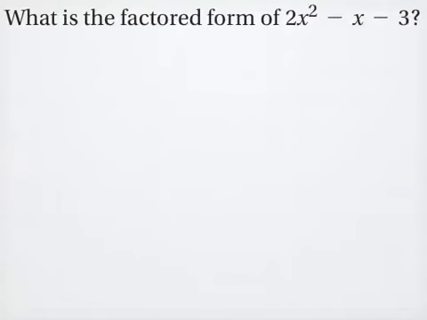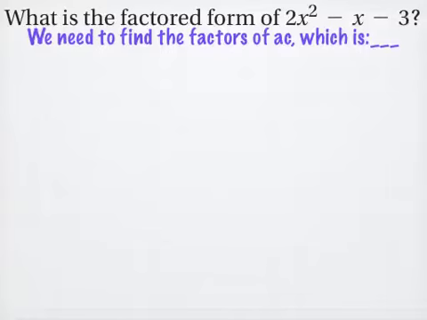This next example says, what is the factored form of 2x squared minus x minus 3? Just like in the last example, now I need to multiply my a and my c first. In this case, you need to be careful because if you look at that trinomial, I have a positive 2 as a, a negative 1 as my b, and a negative 3 as my c. The product of a and c, 2 and negative 3, is negative 6. The only way that I can multiply two numbers to give me a negative product is if I have a positive and a negative number.